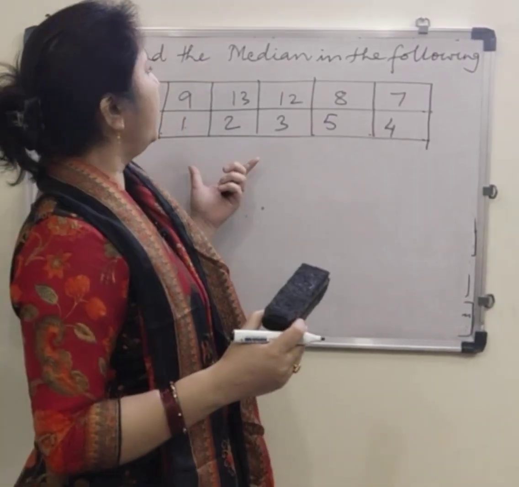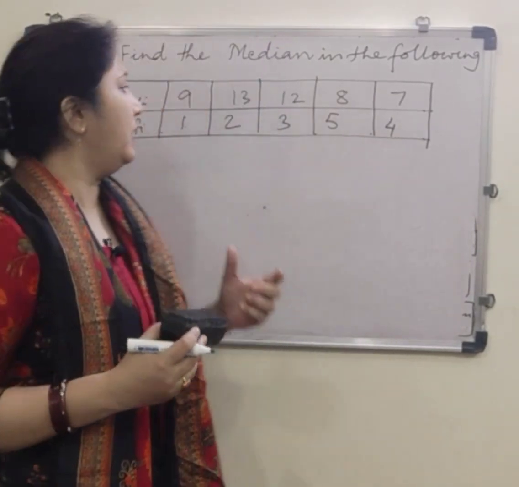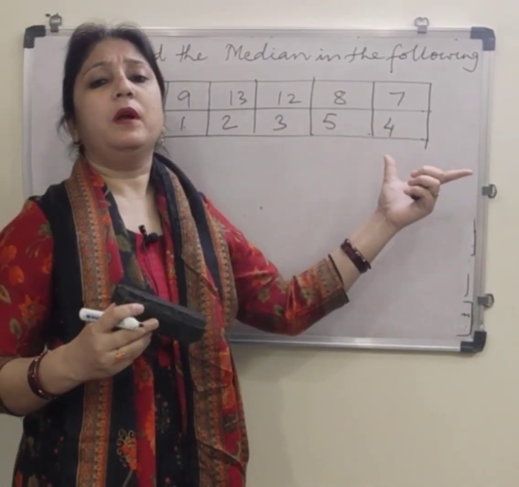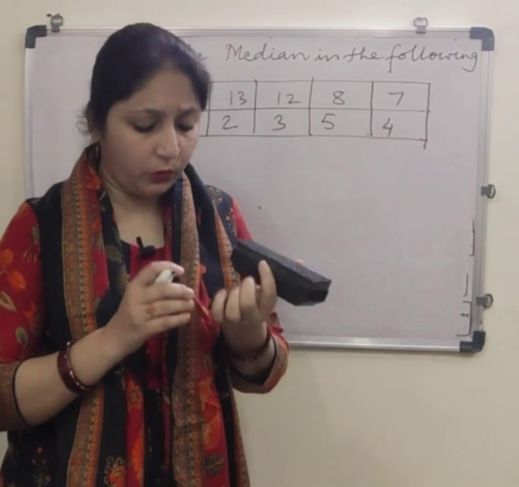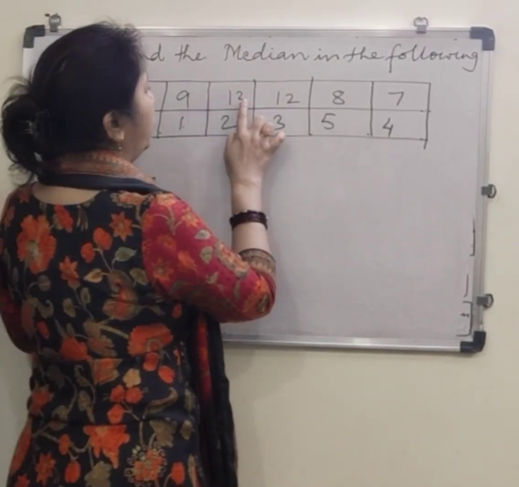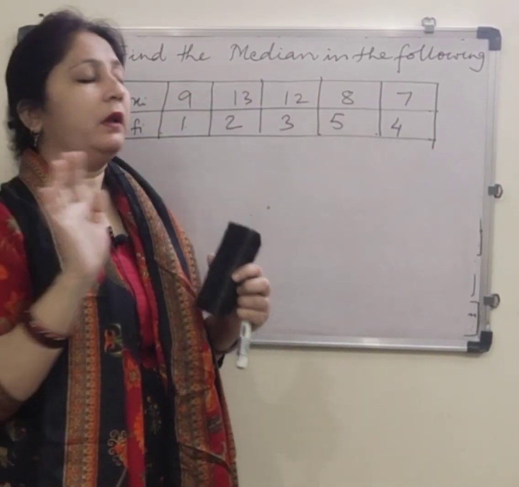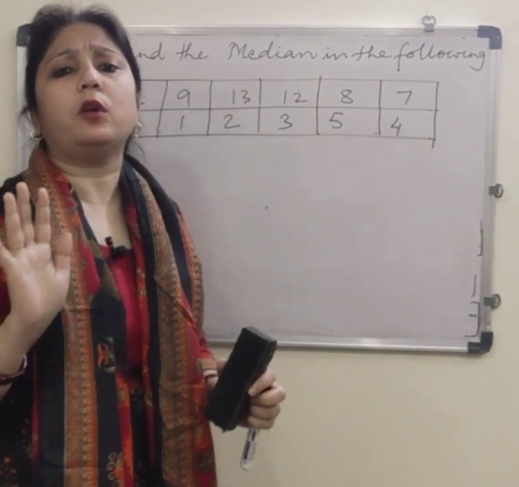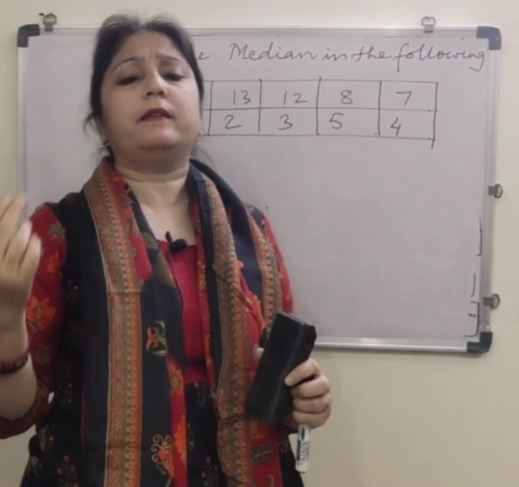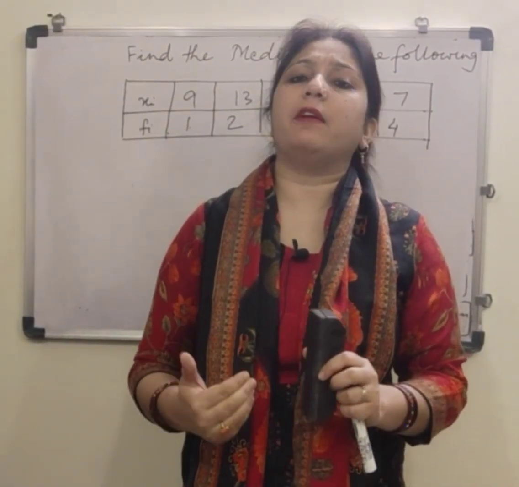Now here is a question for ungrouped data. How to find the median for this one? This is a table which is given to you. Children, here also you have to keep one thing in your mind, that you have to check the values of xi, whether they are arranged or not. We are not taking care of fi at all. We are taking care of xi, because whenever you are arranging xi, the corresponding fi will follow it up.